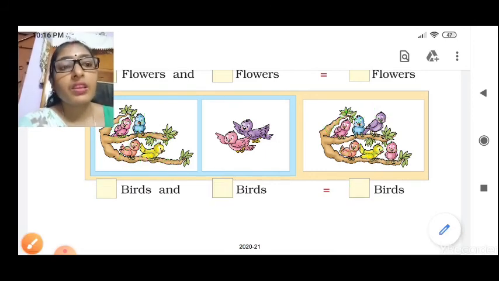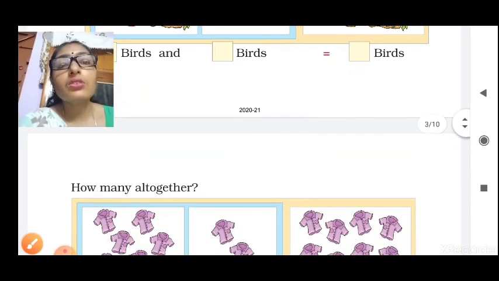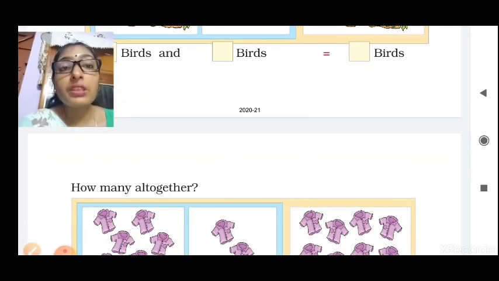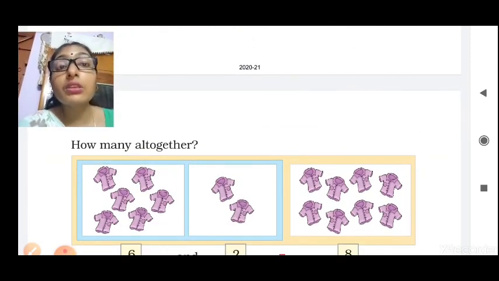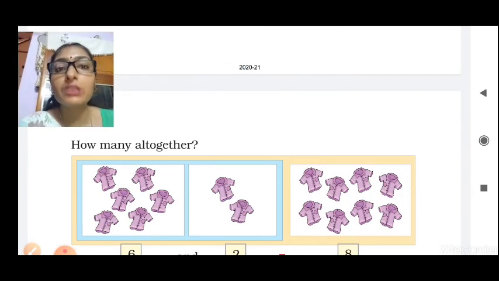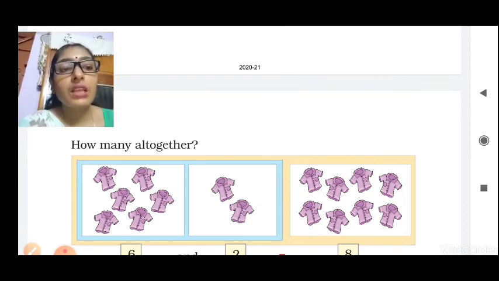Now what we saw, so many things all together, that means we are joining, we are counting them all together. This is nothing but addition. When we count the numbers or count the things all together, that is called addition. Okay, let's do some others.